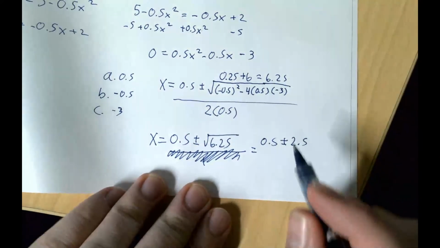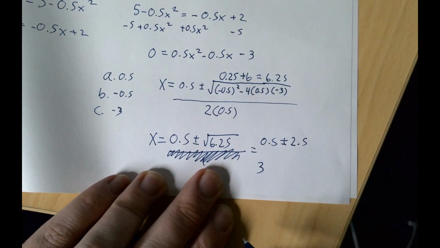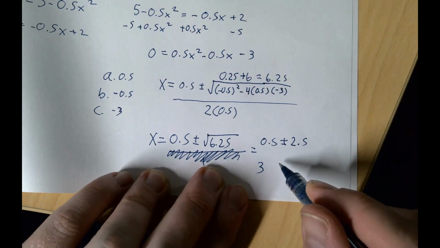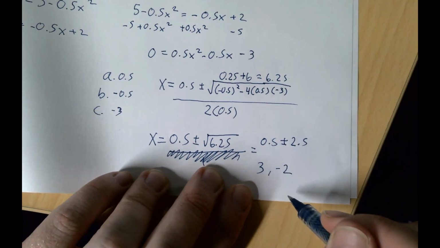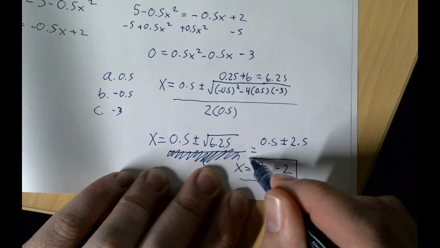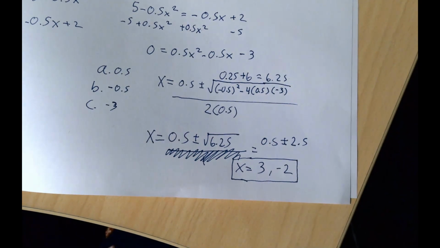So what do you know? 0.5 plus 2.5, that's 3. 0.5 minus 2.5, that's negative 2. And there's our two solutions here. x equals 3 and negative 2.